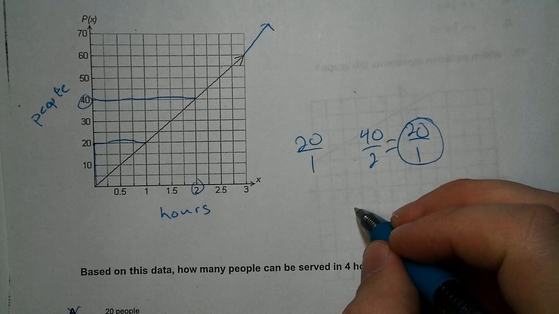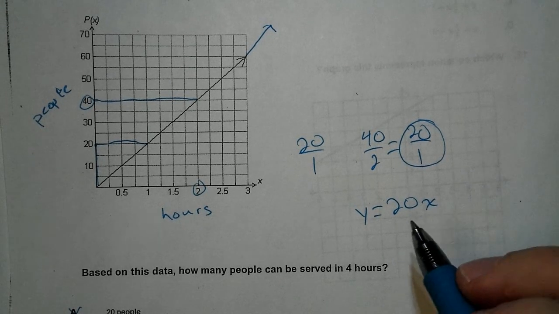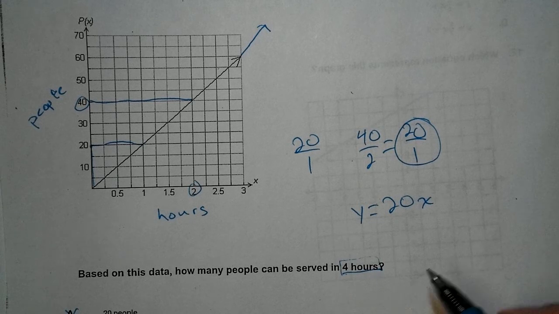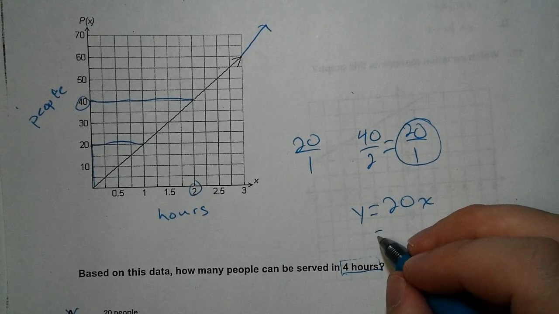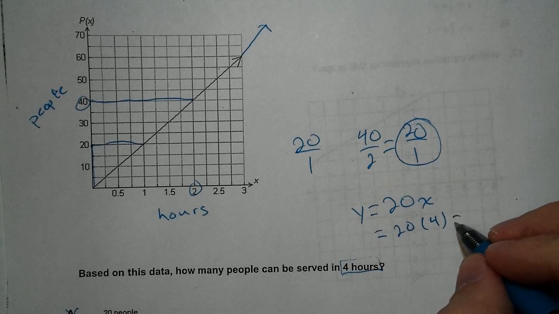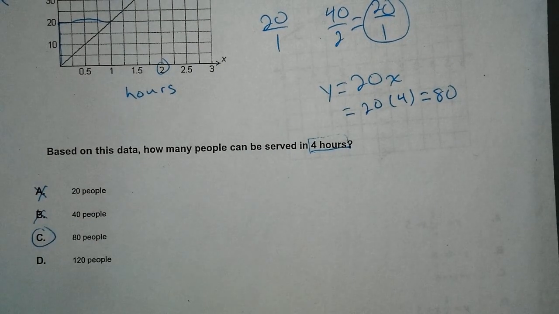So this is a line of y equals 20 times x, or the slope times whatever the x is. It's telling us it wants x to be 4. So all we have to do is plug in 4. 20 times 4 is equal to 80. So they should be able to serve 80 people in 4 hours, which is answer C.